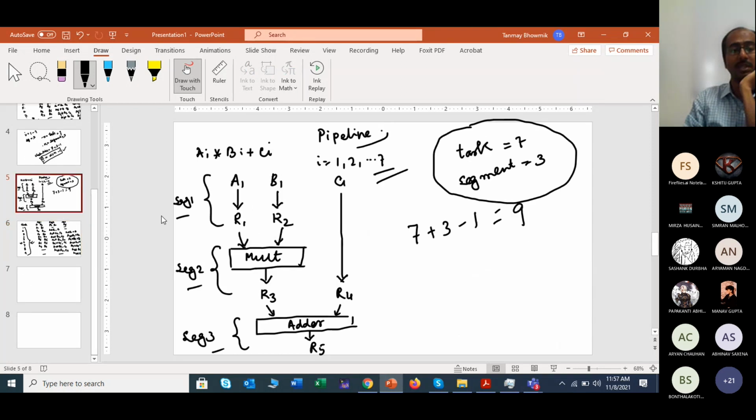So that is a very basic pipeline concept: if you are using a synchronized pipeline, that means the clock pulse is equal on every task. If your task number is n and your segment number is k, then your total time units required will be t equals n plus k minus 1. You can mark it.